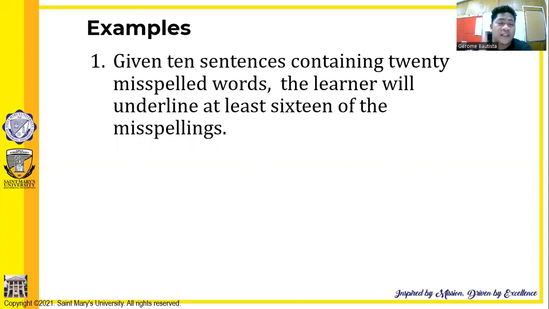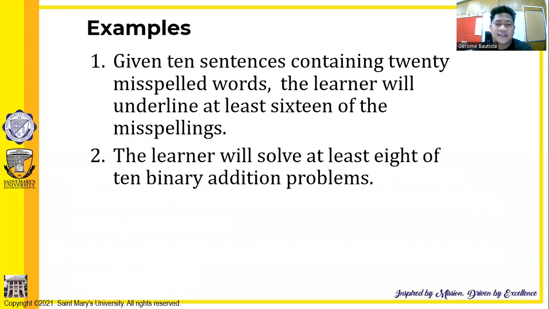So again, the audience would be the learner. The behavior is underline misspellings. The condition is given 10 sentences containing 20 misspelled words. And what is the degree of proficiency? It should be at least 16.